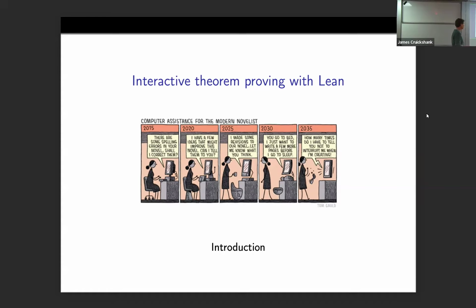So I think this picture is quite funny. It's actually about computer assistance for the modern novelist, and it's quite old. I forgot to look up when it is from, but it's definitely from before ChatGPT. OpenAI released the first version of ChatGPT, and by now it's pretty accurate. "2025. I made some revisions to our novel. Let me know what you think." I don't know if you can read all the rest, but this is about, let's say, writing text, and it's quite old, but it's very funny how accurate it is. I think back then it was really a joke, like this will never happen.